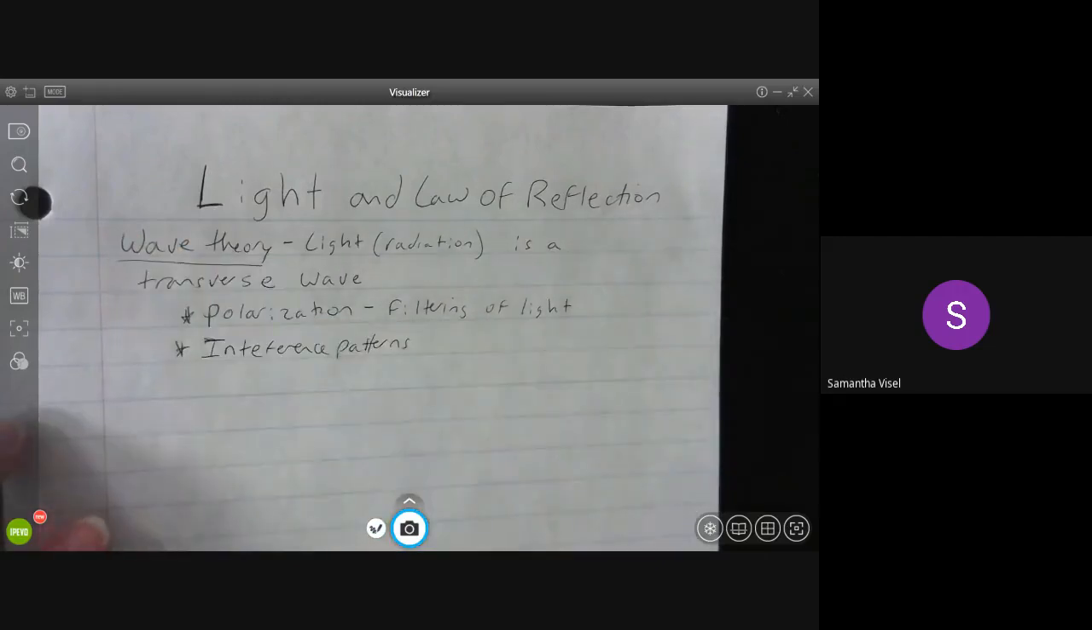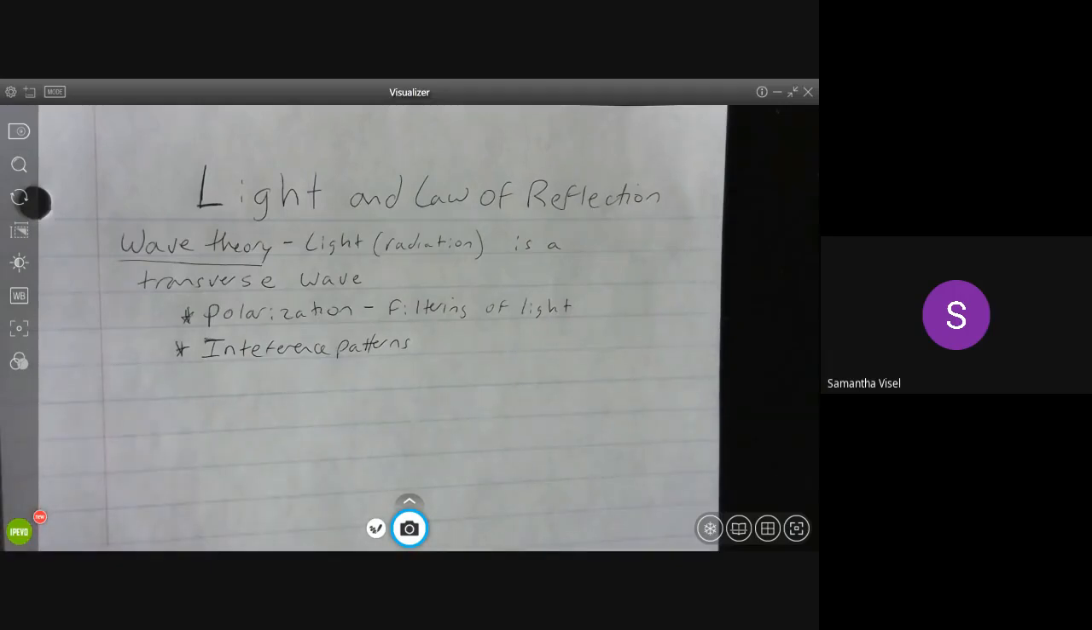So as we know from our previous wave units, interference is when two waves meet and combine to form a new wave. If their amplitudes are in the same direction, they build and we have constructive interference. And if they're in opposite directions, they cancel each other out and we have destructive interference.